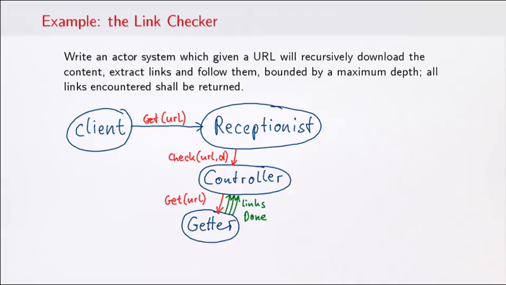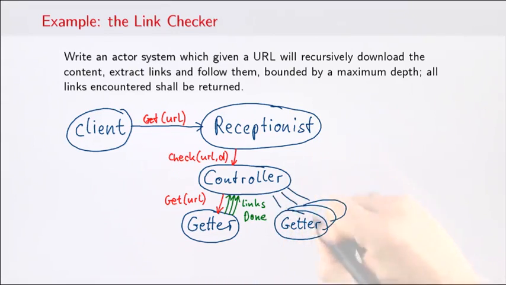All links which are found in the process should be treated as quickly as possible, and they can also be retrieved in parallel. So there will be multiple getters which perform the subsequent checking of the links in parallel. The controller will have to keep track of which URL was encountered at which search depth.